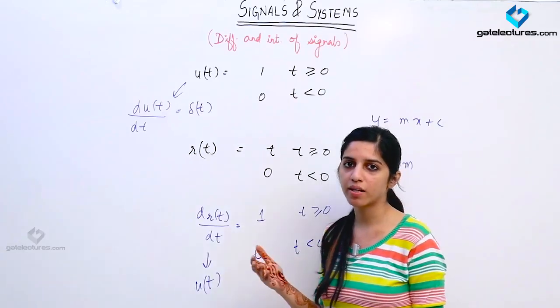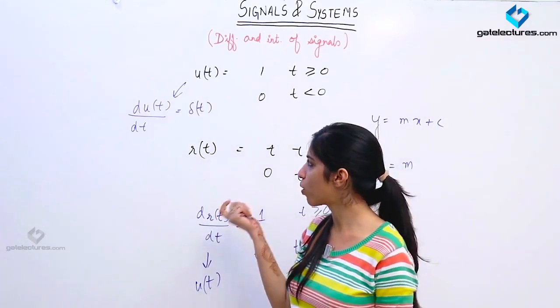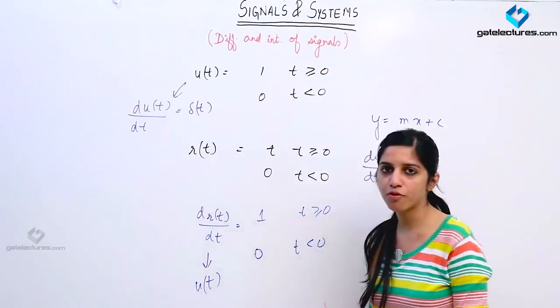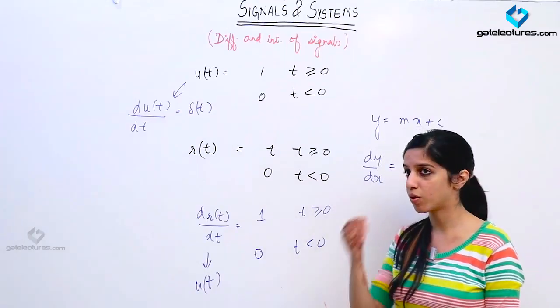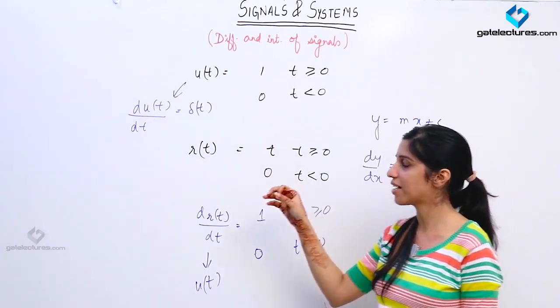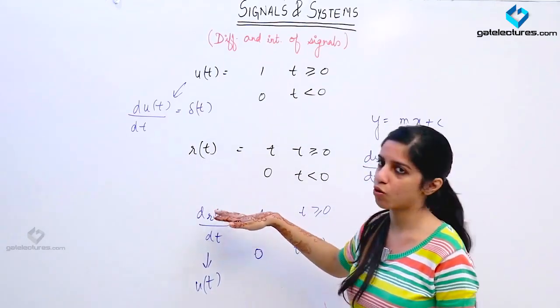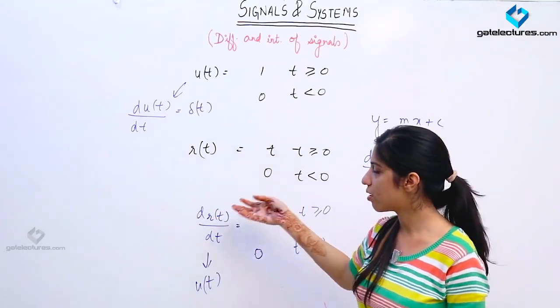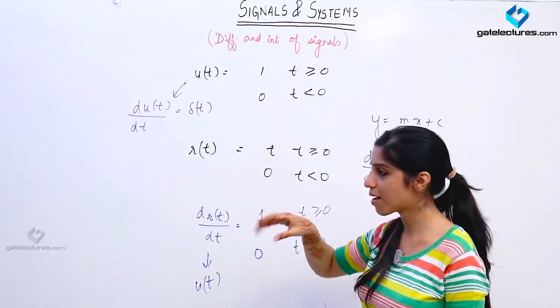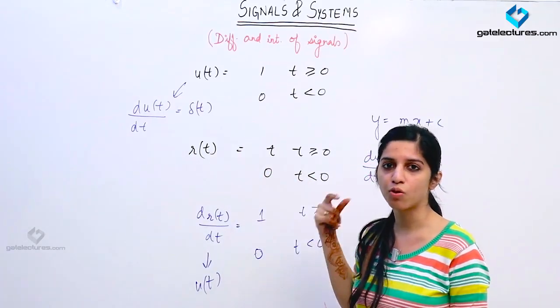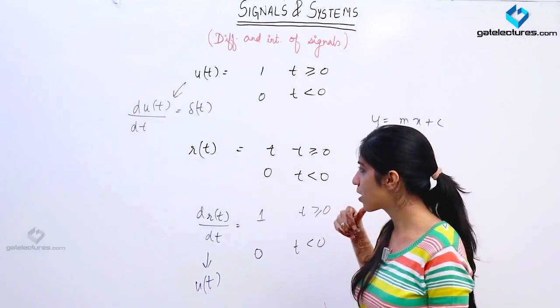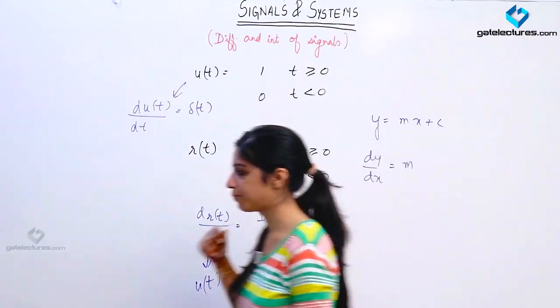So whenever you want to find the derivative of a function, the derivative of a graph, what are you going to do? Suppose the graph consists of straight lines. When you differentiate that graph, what are you going to obtain? You are going to obtain steps. And if this graph consists of steps, when you differentiate it, you are going to obtain impulses. Okay, so we are going to look at an example now.